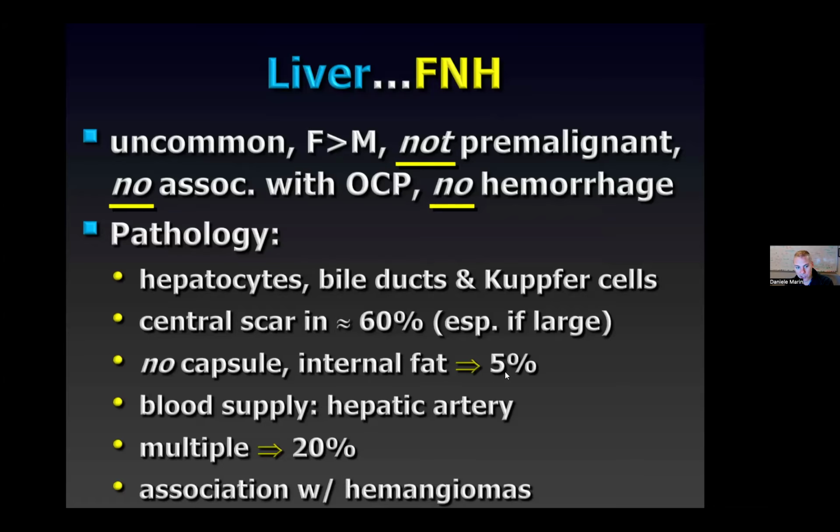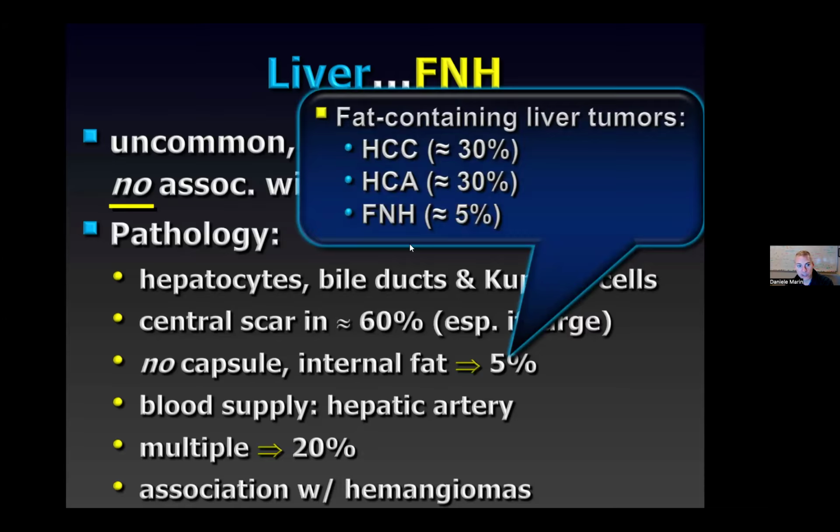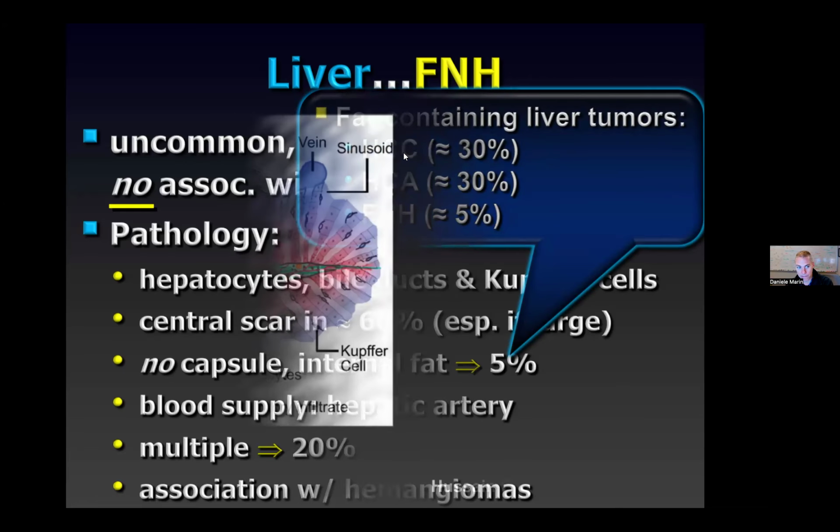Very uncommonly, these lesions can contain fat. The primary blood supply, just like hepatic hemangiomas, is from the hepatic artery. And in about 20% of cases, the lesions can be multiple, just like hemangiomas, and there is a strong association between FNH and hemangiomas. This is just a reminder that if you see fat within a focal liver lesion, it's highly unlikely to be a focal nodular hyperplasia. You should be thinking about other focal liver lesions, including HCC and hepatocellular adenoma, if you see fat within the lesion.